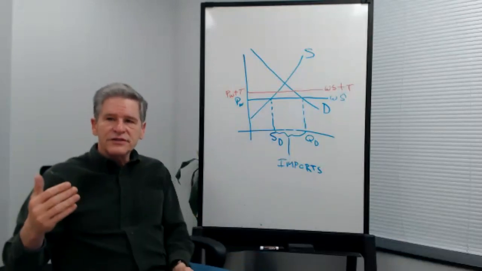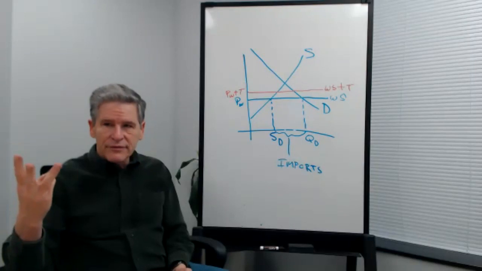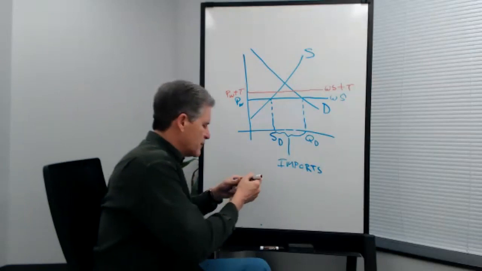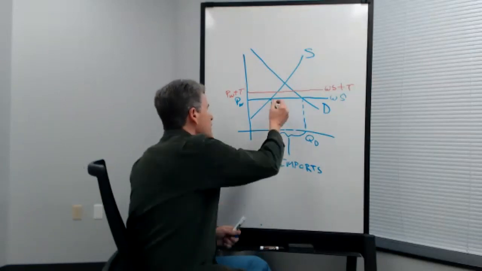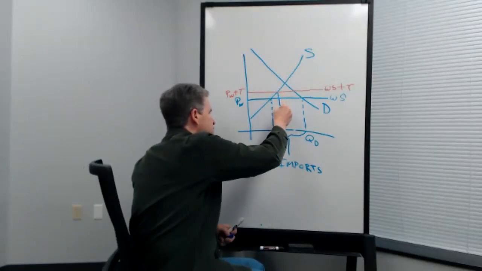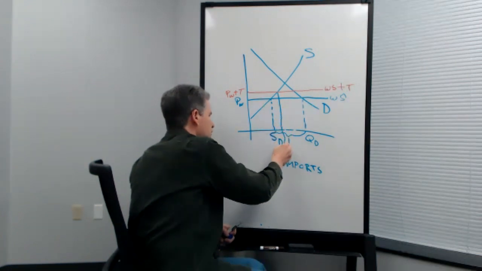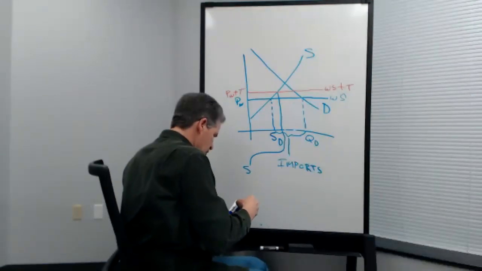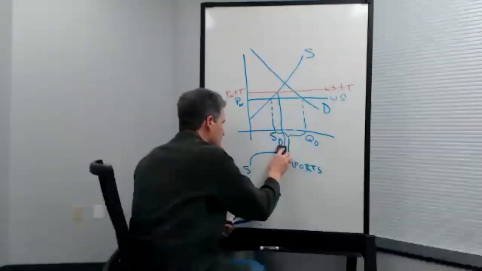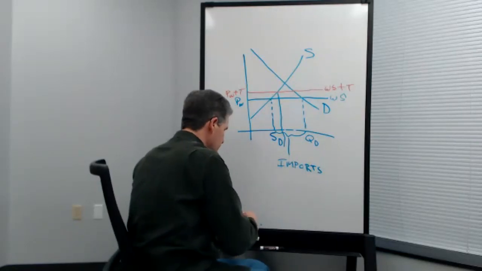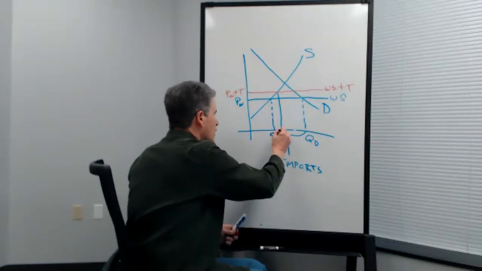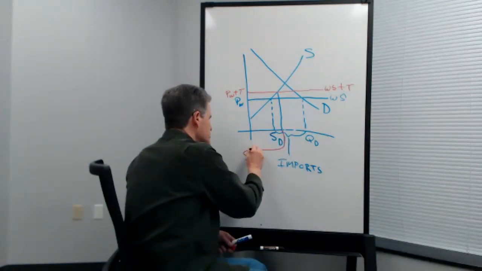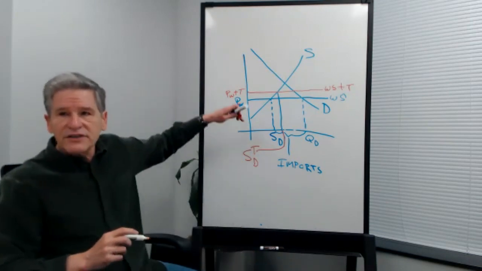And that's going to cause three things to happen. First, because the price is higher, the domestic quantity supplied is going to go up. I'll write it in red. This is now SD when there's a tariff, because the price is higher.